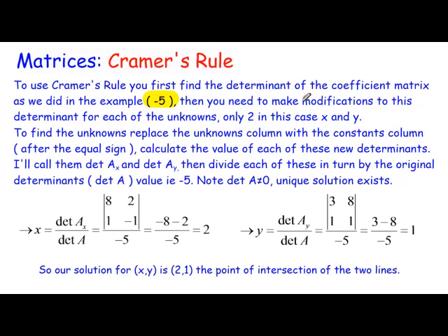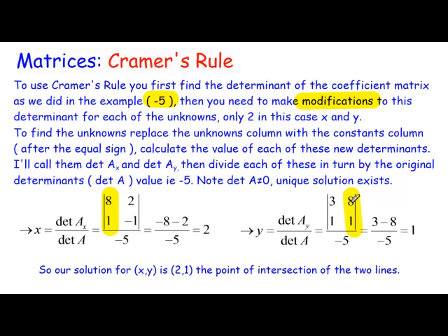Now, we've got to do some modifications. The modifications involve replacing the constant terms in particular positions in the original matrix, and then we find their determinant. So we form what's called A subscript x, the matrix where the constant terms are put in the x position. Then the determinant of A subscript y is the matrix where the constant terms are put in the y position, and then we find its determinant.